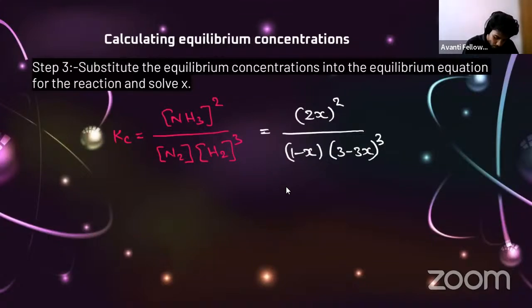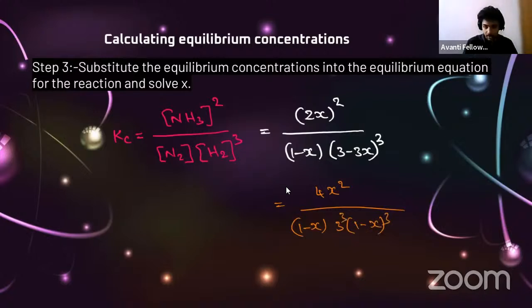Now, if you just try to elaborate this one, where Kc is equal to 4x square by 1 minus x into 3 of, I'm taking 3 common, I'm writing it as 1 minus x whole cube. 3 cube into 1 minus x whole cube. Now this is exactly nothing but 4x square by 27 into 1 minus x whole power 4.